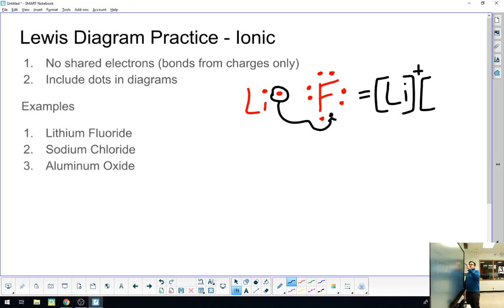Fluorine gains an electron, minus, so it has a negative charge. We're going to draw in all of those electrons. So when you draw a Lewis diagram, make sure you include where those electrons are at. We good here?